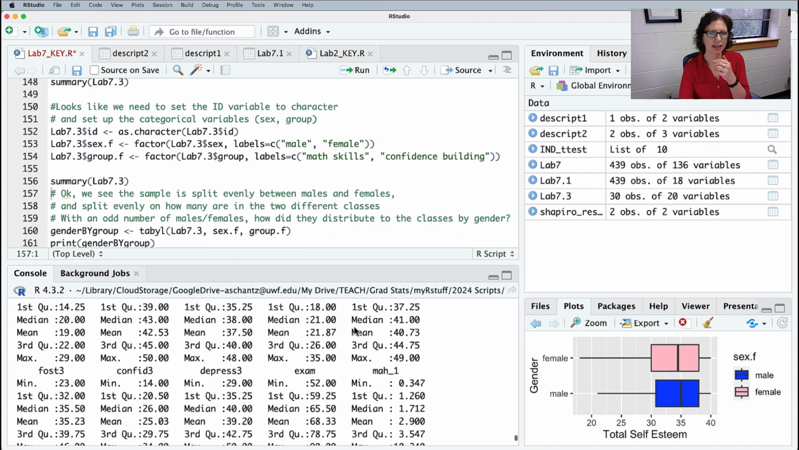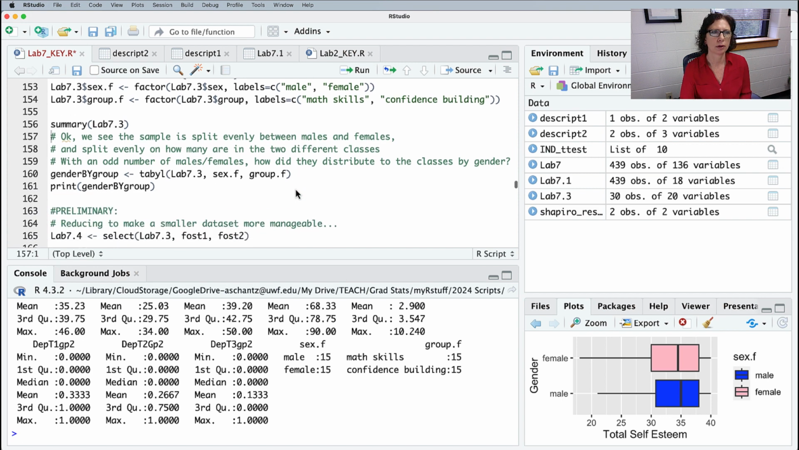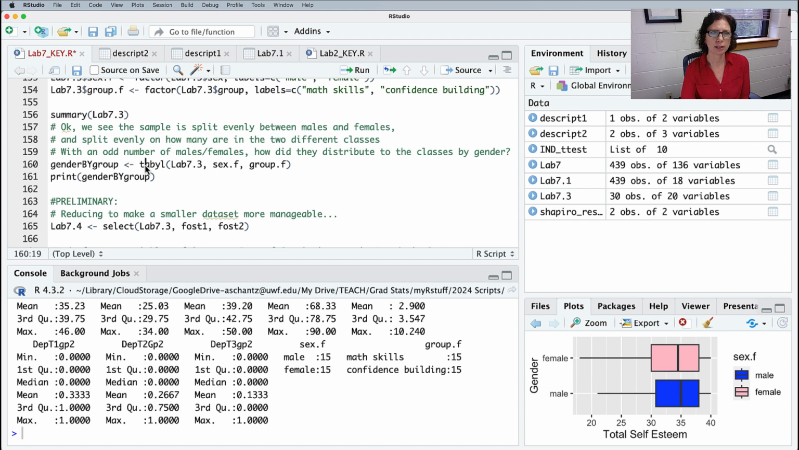Now, with that even split between males and females and which group they were in, it makes me wonder, because 15 is not an even number, how did they distribute to those 2 interventions? We can do that by using that table function that's in the janitor package that we already loaded up. I'm going to call it gender by group as an item in my environment, using tabling from the Lab 7.3 data. And the 2 things I want tabled are sex by group.